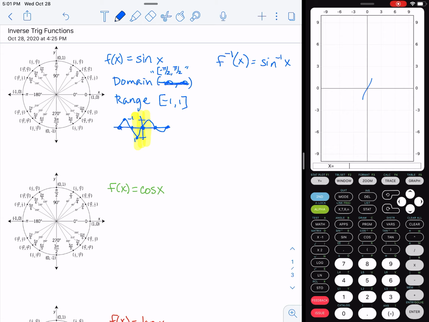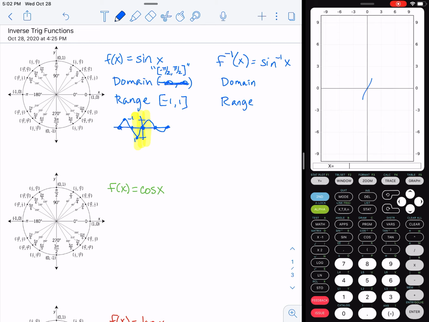So if I am looking at the sine function here that I drew, it passes the vertical line test within that yellow little block, and it also passes the horizontal line test, so therefore it's going to be a one-to-one function. So my domain is restricted, that's why I put it in quotation marks, just because it is our restricted domain in order to make it a one-to-one function.